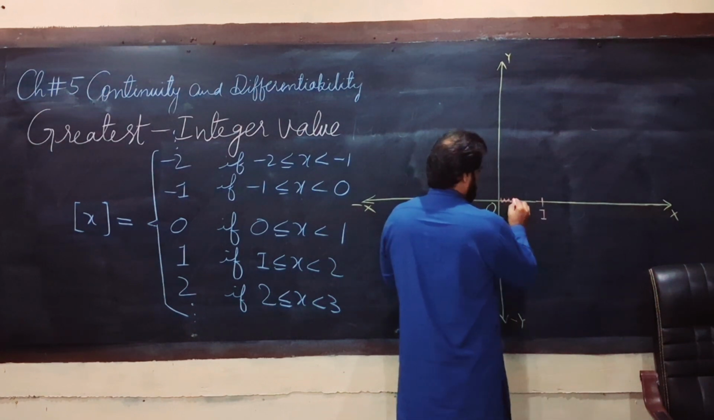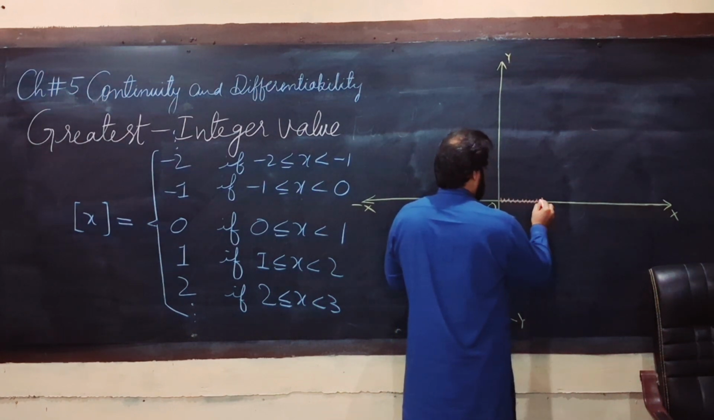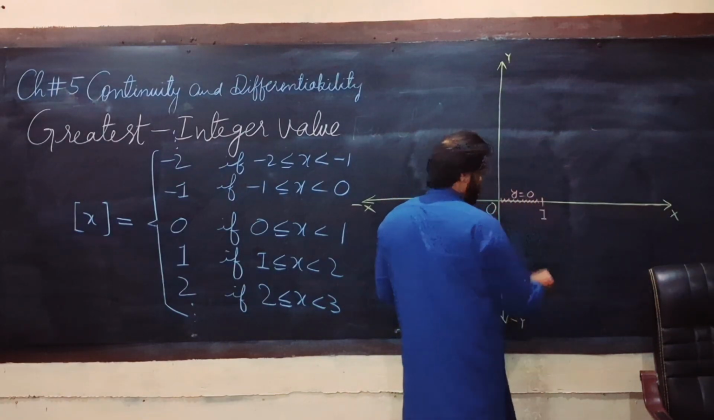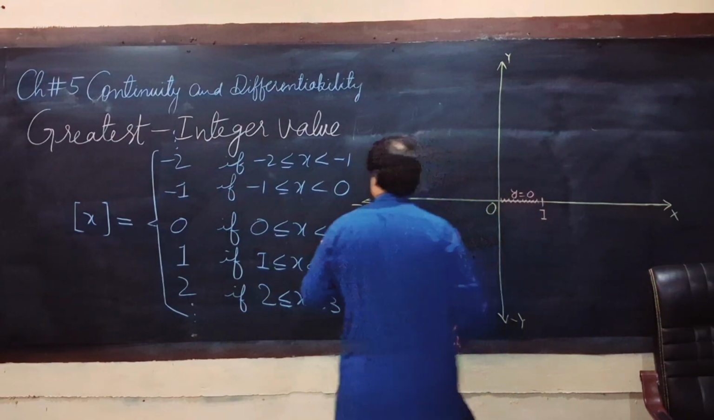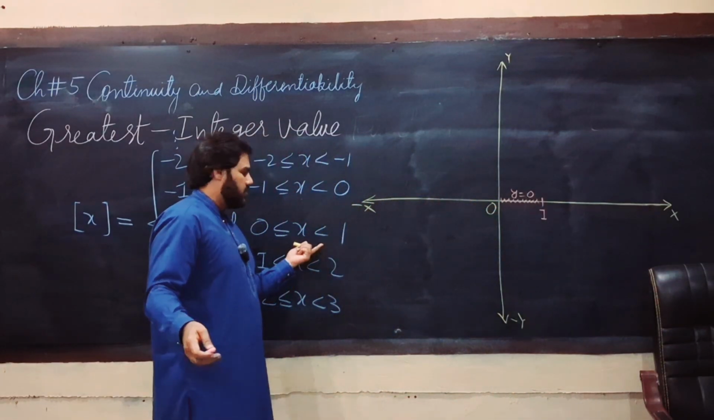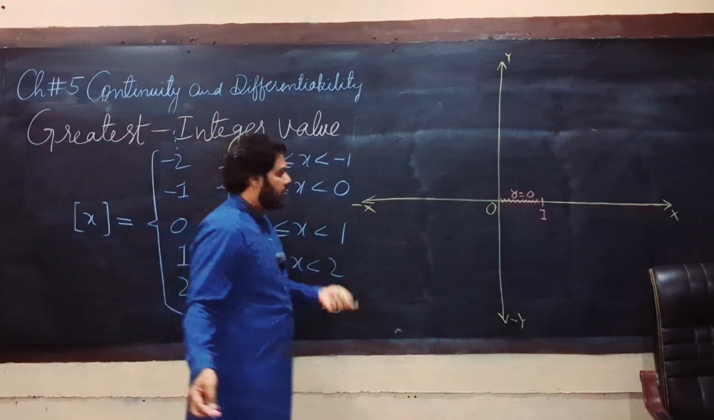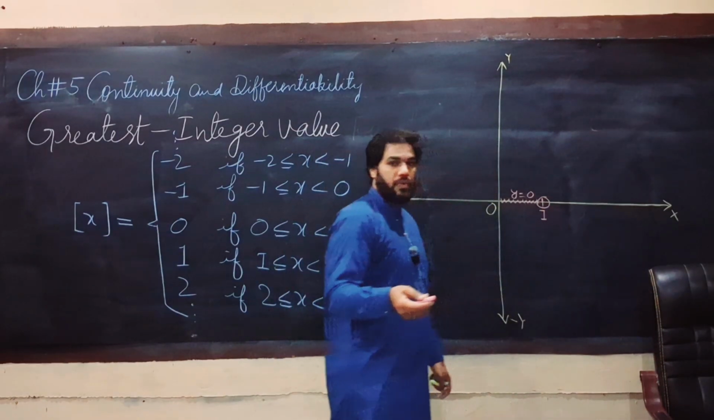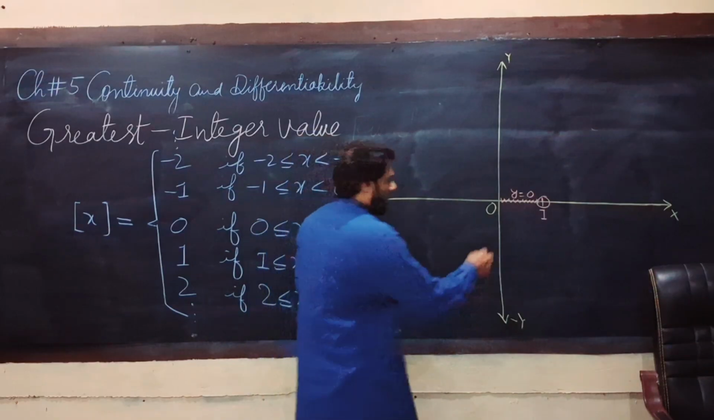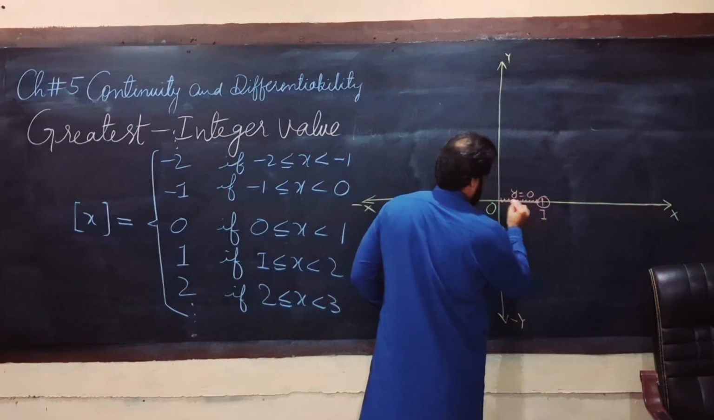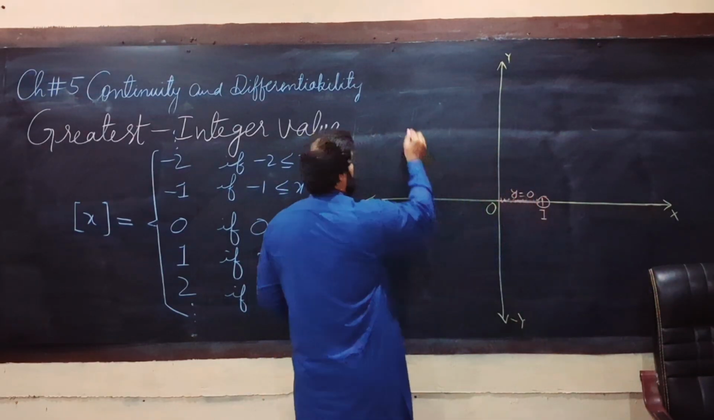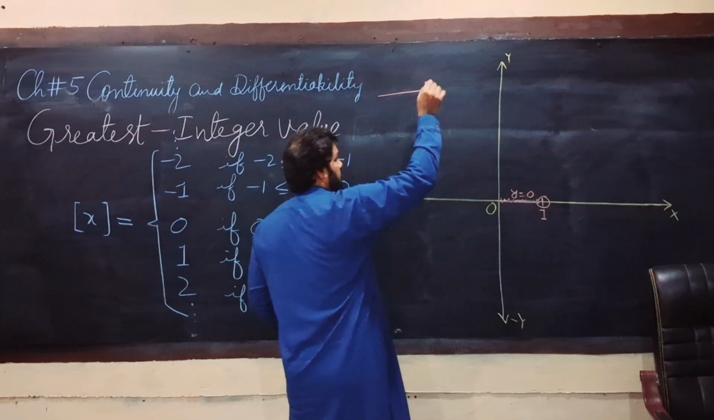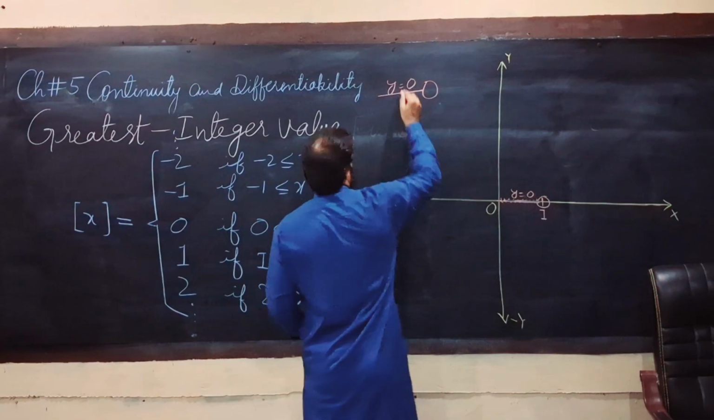So at this interval 0 to 1, the value of the function is y is equal to 0 here. As 1 is not included here, 1 is not a point in this interval. So I will draw here an empty circle. So this is the graph of the first part, where y is equal to 0.